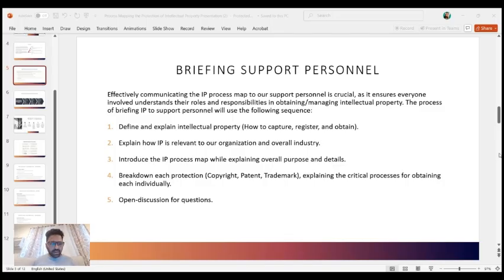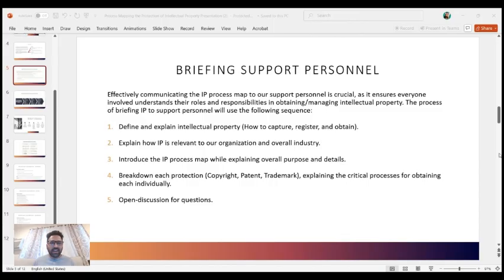Hi, this is Hafiz Nayarbas, and today I'm going to present process mapping. The slide is briefing support personnel. Effectively communicating the IP process map to our support personnel is crucial, as it ensures everyone involved understands their role and responsibilities in obtaining and managing intellectual property. The process of obtaining IP to support personnel will use the following sequence.